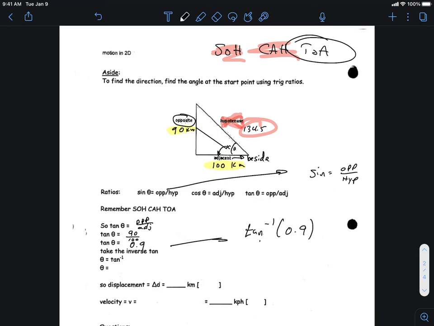The negative exponent means inverse. Okay, and we're going to find theta. Tan inverse of 0.9. And so theta is going to equal, let me type that in. I have the answer, actually. 41.99 degrees, or 42, you can call it.